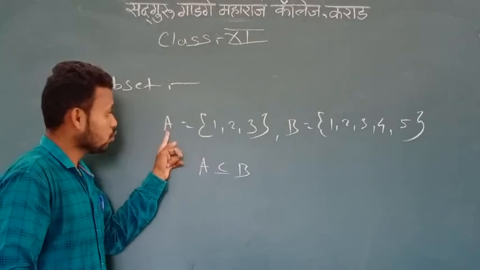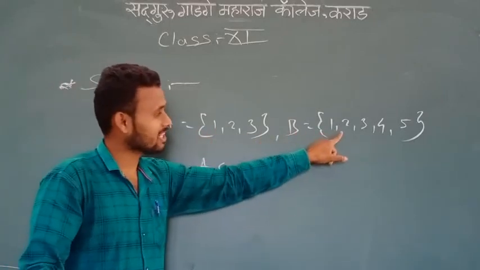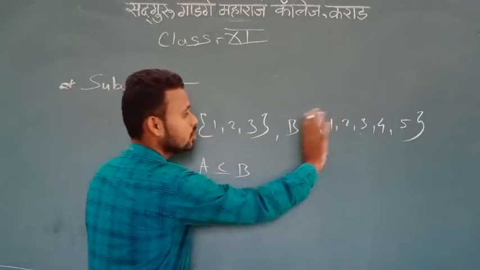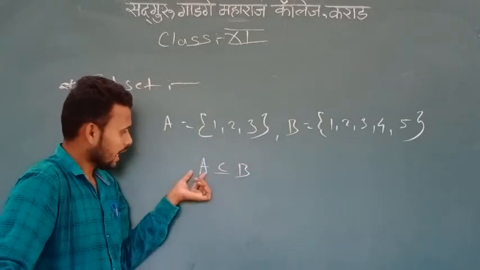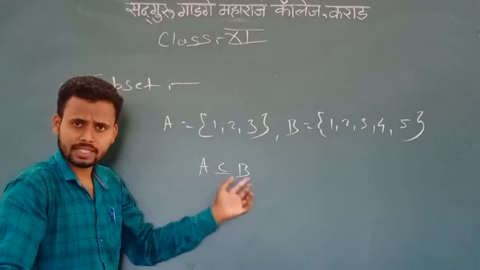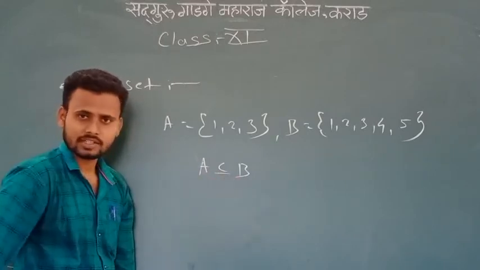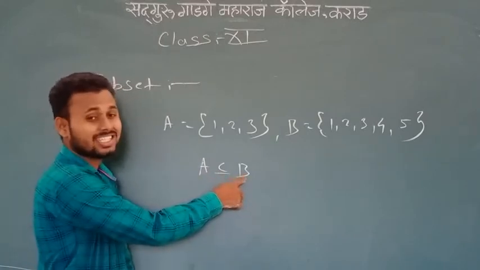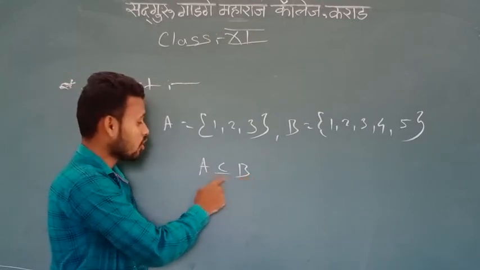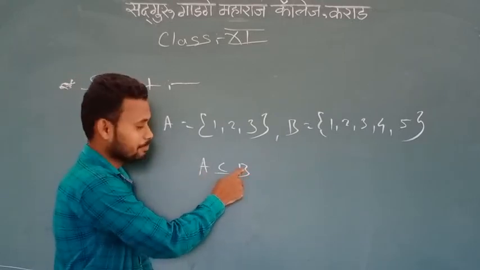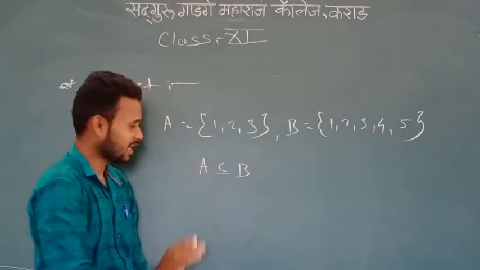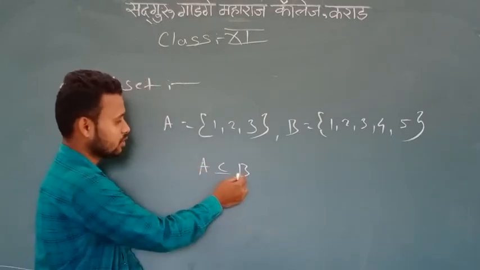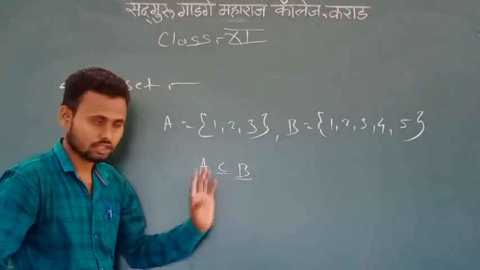So what is happening? Every element of A is also an element of B: 1, 2, 3, 1, 2, 3. Therefore we say that A is a subset of B. Here A is a subset of B. Then you say that this B is called the superset of set A. Then B is called the superset of set A. A is a subset of B, then we say that B is a superset of A.